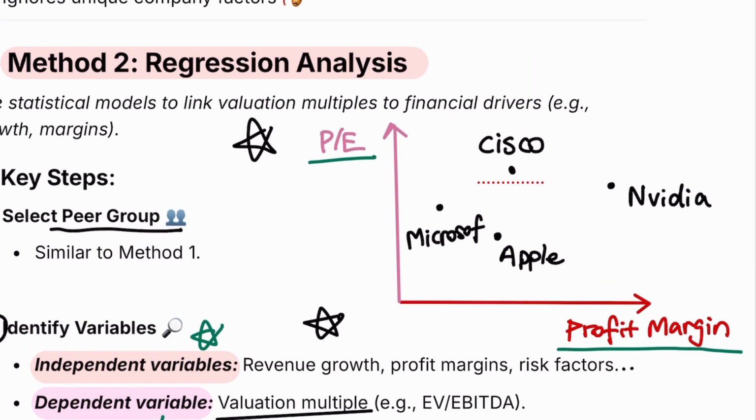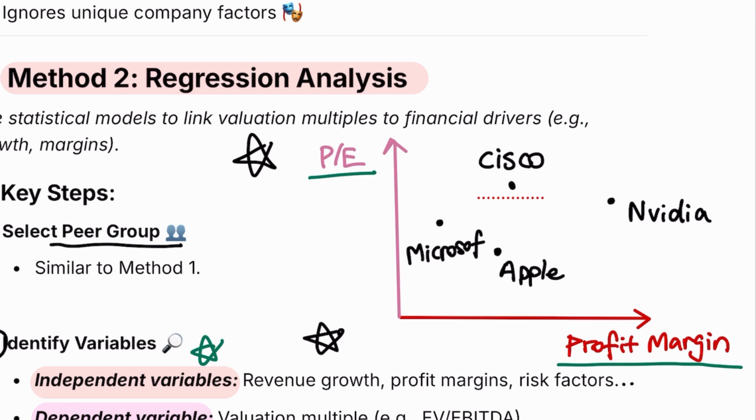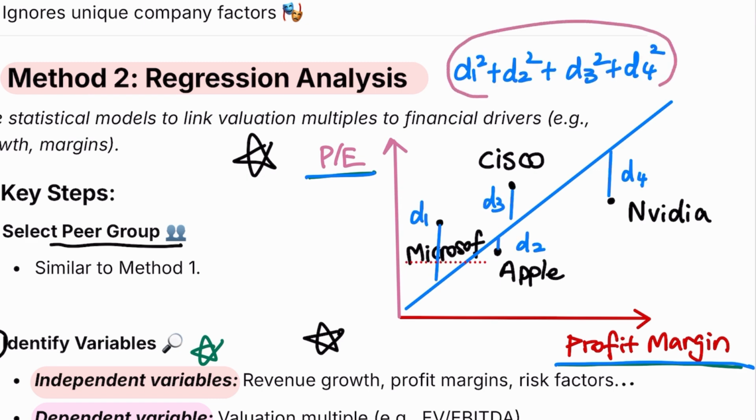So for example, in this case, as the independent variable is profit margin and the dependent variable is PE, here we aim to find a regression line, probably some line like this, where the distance square is minimized. We don't need to do it manually by ourselves, as we can use Excel to find this directly. This regression line links valuation multiples to financial drivers.